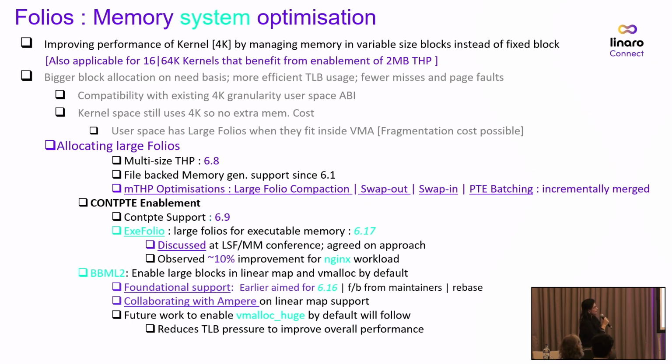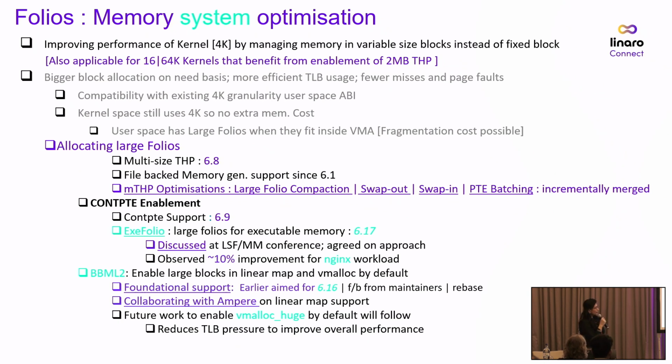On cont PT enablement, the basic support landed in 6.9. We also have executable folio, which is being discussed. It was discussed at the Linux Storage, File System and Memory Management Conference. More details there. We ran some internal workloads and found 10% improvement for Nginx.